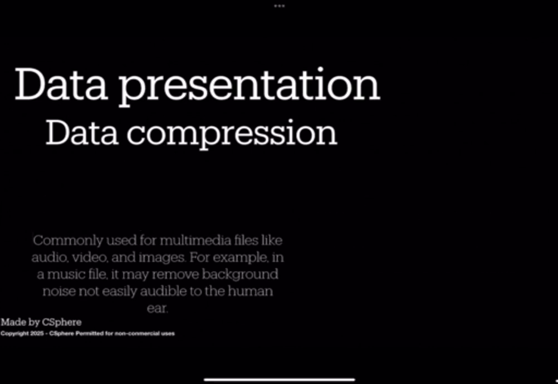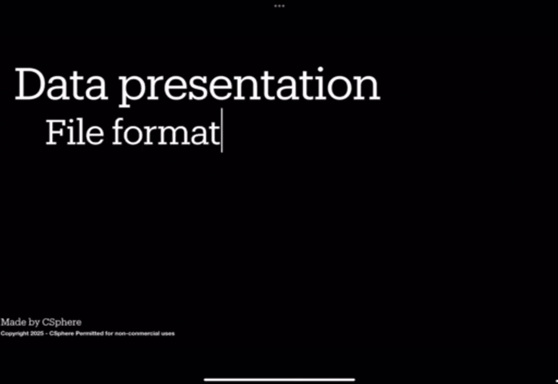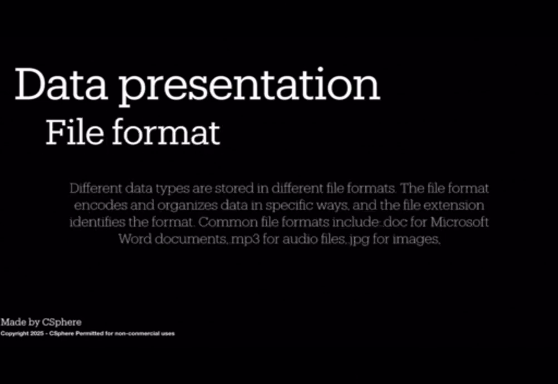And then we have the file format. We know different data types are stored in different file formats. The file format encodes and organizes data in specific ways, and the file extension identifies the format. Common file formats include DOC for Microsoft Word documents, MP3 for audio files, and JPG for images.